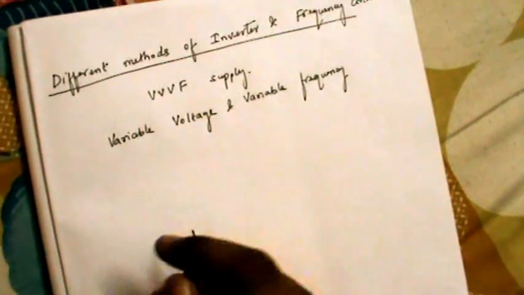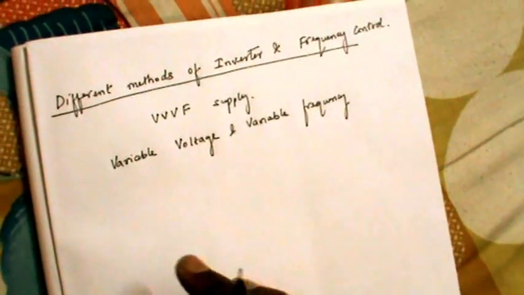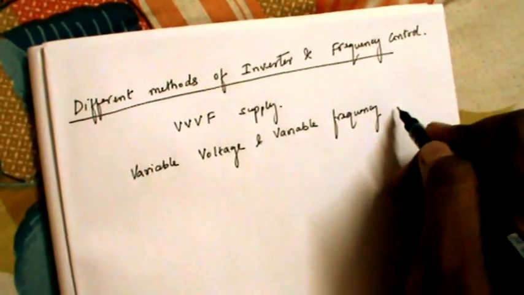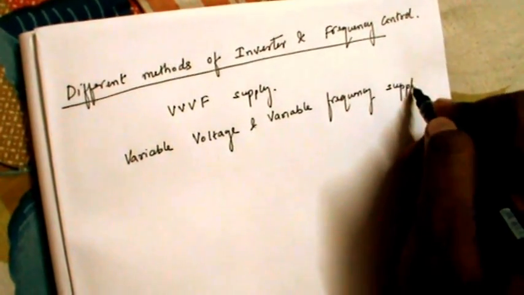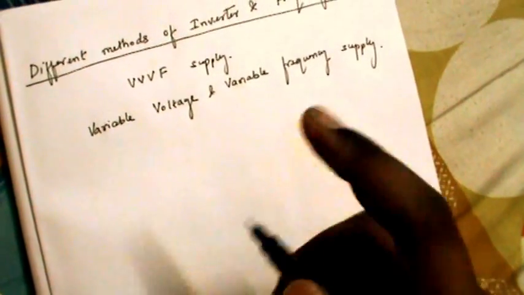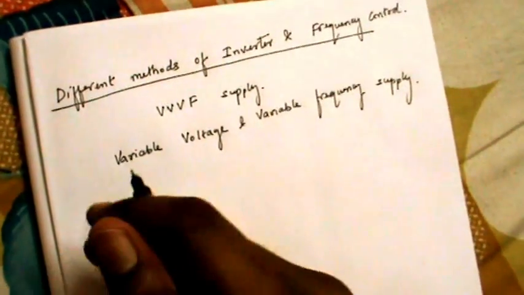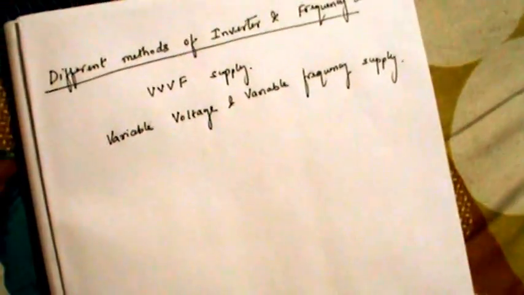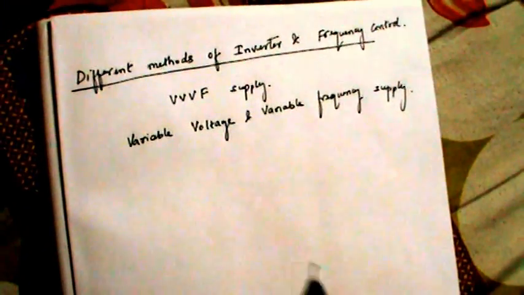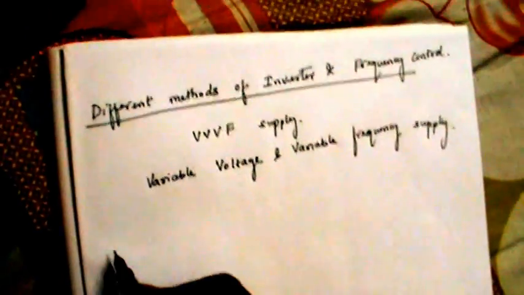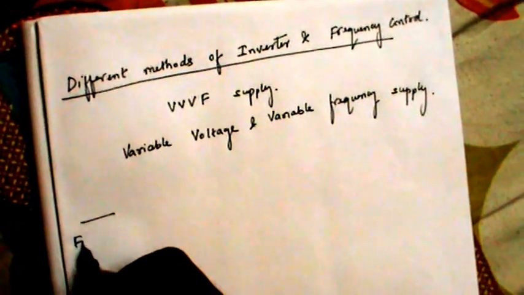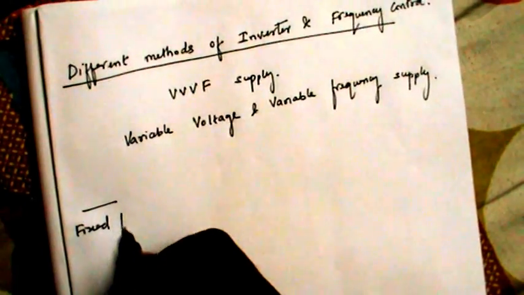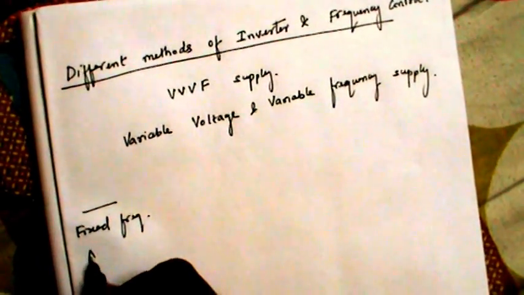So there are actually three methods by which we can obtain this kind of supply. Now let us see what these three methods are. In each and every method, I will consider that there is a fixed frequency alternating current supply. So we have a fixed frequency AC supply.